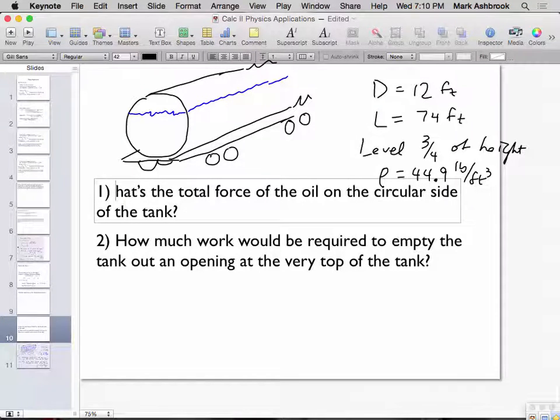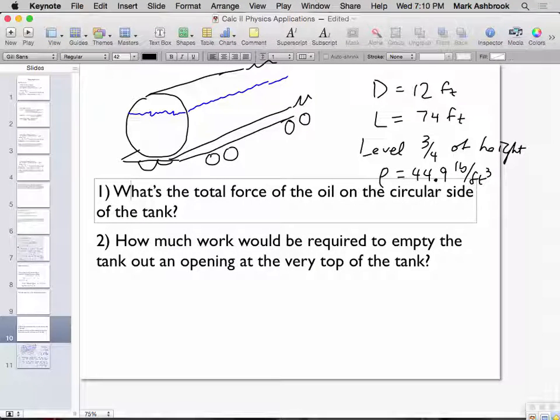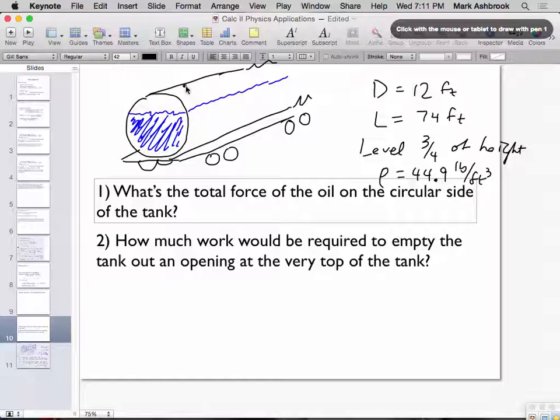That's like a circle. Yes, because it says circular in the description, not because of my drawing. But that's not a bad circle. Yeah, so it's an oil tanker, right? So it's circular or close enough. And so we want the total force on this surface right here. And then how much total work would be required to get all that oil out of an opening on the top of the tank, say up here.